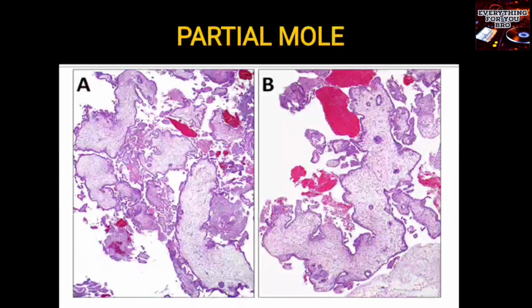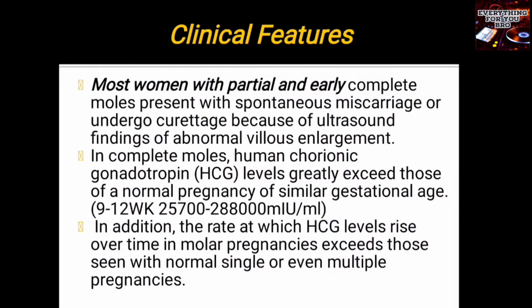So this is again the same, you can appreciate the same here. There are very large villi with inclusions. Trophoblastic inclusions are there. Avascular villi are appreciable here.